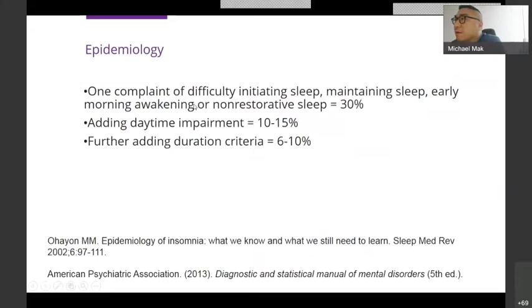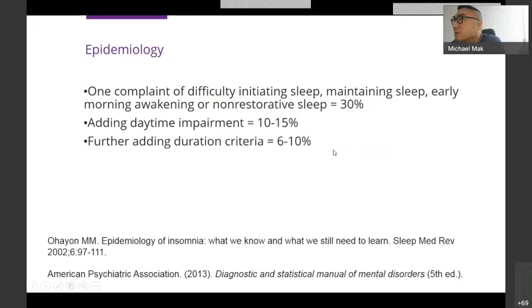So how much of this is out there? If you have a nighttime symptom, it's about a third of all folks at any given time. If you add to that a daytime impairment secondary to the nighttime issues, that's about 10 to 15% of all people. And then furthermore, if you add a duration criteria, something like the symptoms being present for 3 times a week for 3 months, that's about 6 to 10% of folks. So that's 1 in 10 people almost. So this is a big problem.